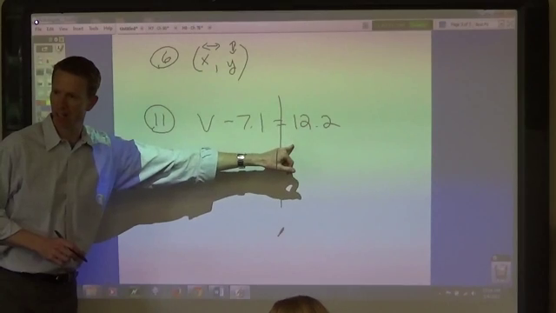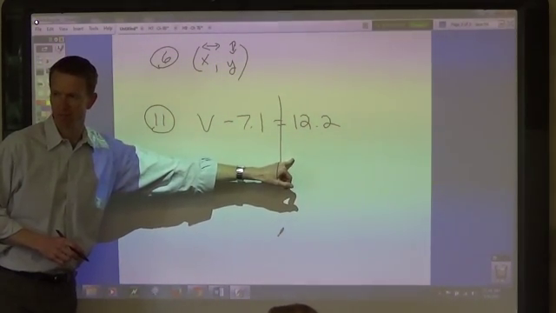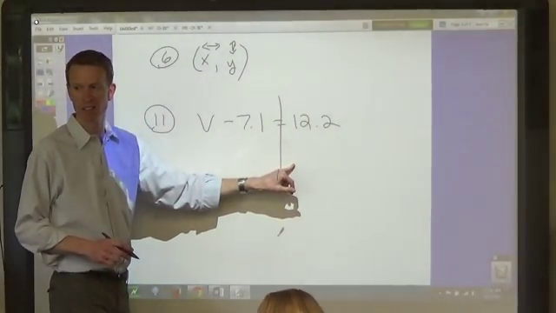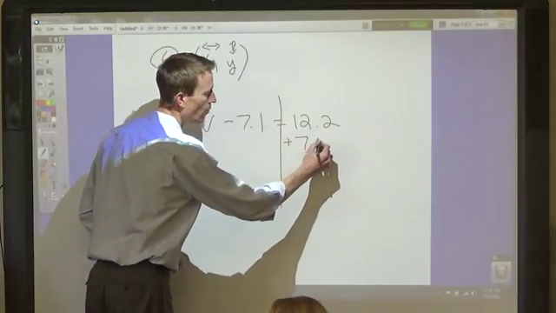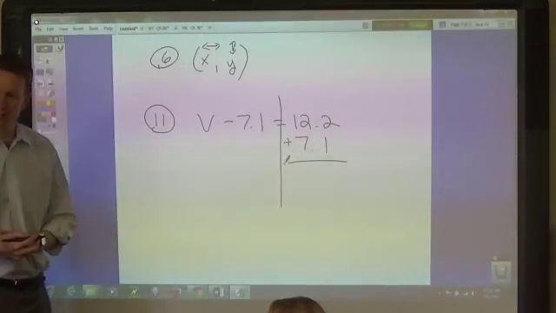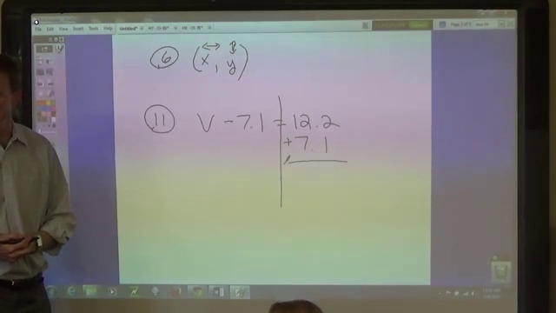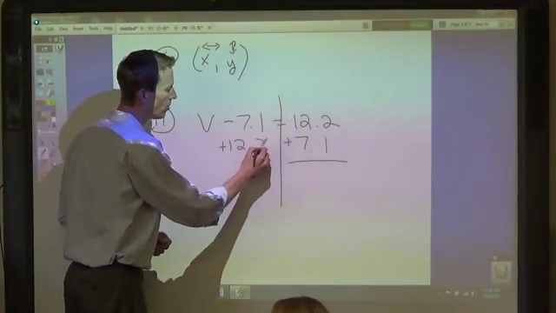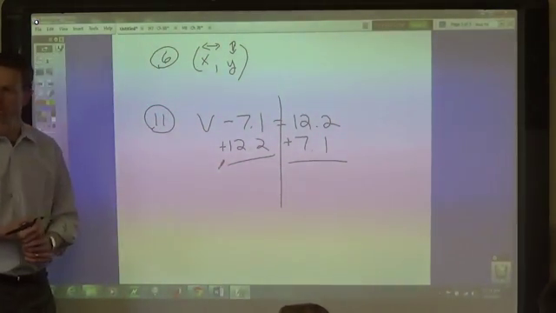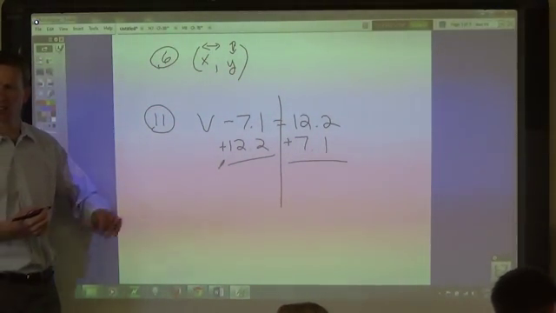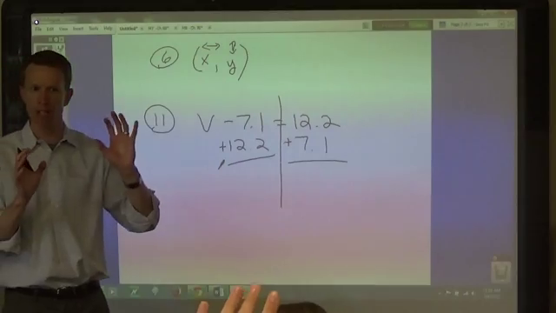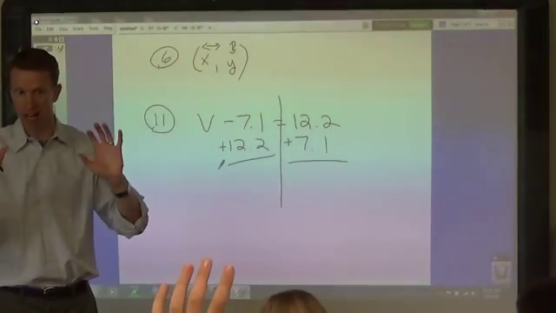Well, what did you do on this side? Add what? Plus 7.1. So if we add 7.1 to the right side, what do we have to do on the left side? Okay. If we did 12.2, that's not going to balance the equation. When we're balancing an equation or proving an answer, you have to do the same thing to what? Both sides. Both sides. Right.